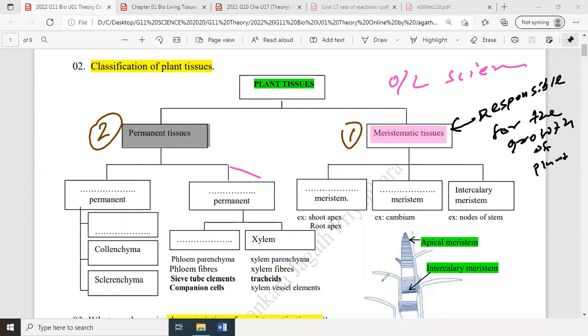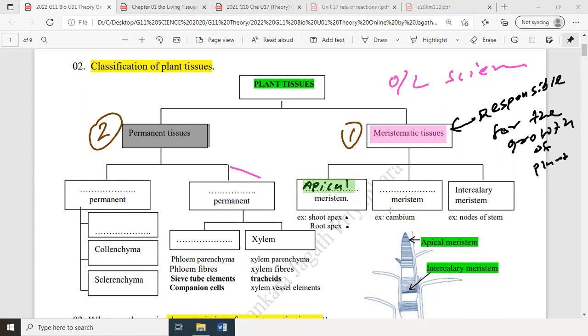Meristematic tissues are divided into three types based on location and function. Shoot apex and root apex, meaning the tip of the stem and the tip of the root, we call apical meristem. Complete this blank: apical meristem. They are found at the tip of the stem and tip of the root. They are responsible for growth of the roots as well as growth of the stem.